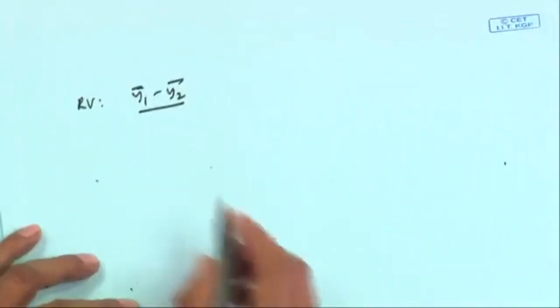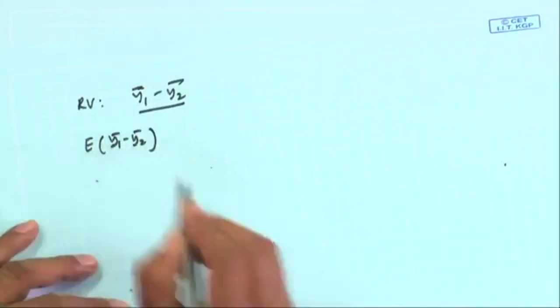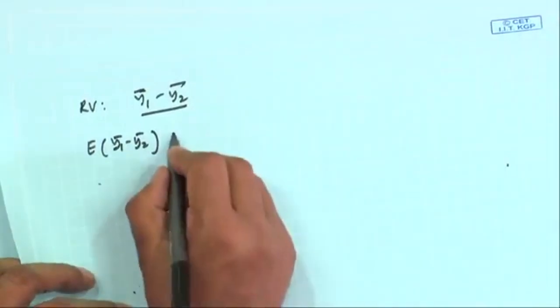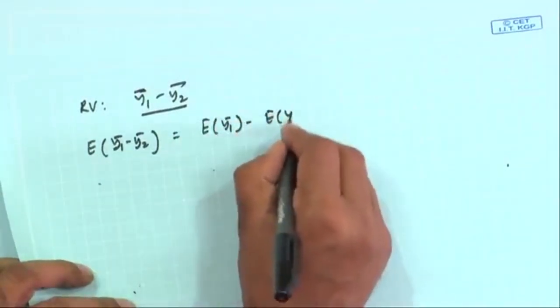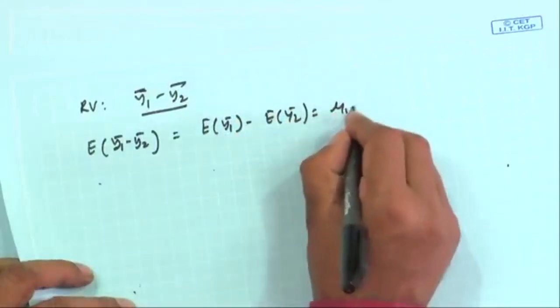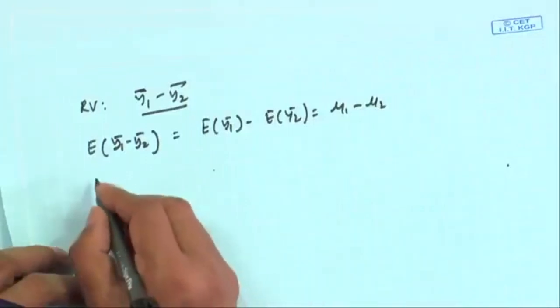Okay. So, what do you require now? You require to know the expected value of y1 bar minus y2 bar. This will be the expected value of y1 bar minus the expected value of y2 bar, and this will be mu1 minus mu2. You know this, we have discussed it earlier.